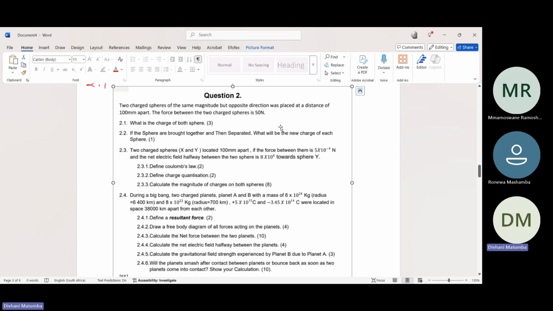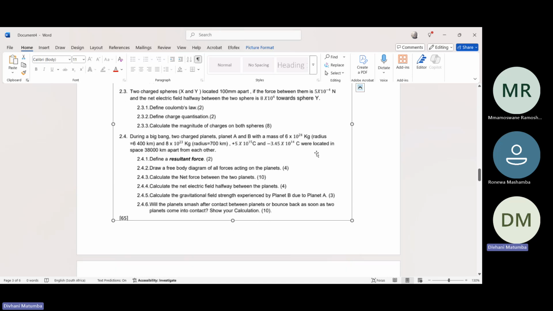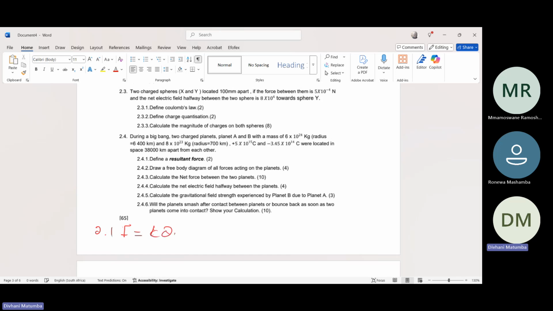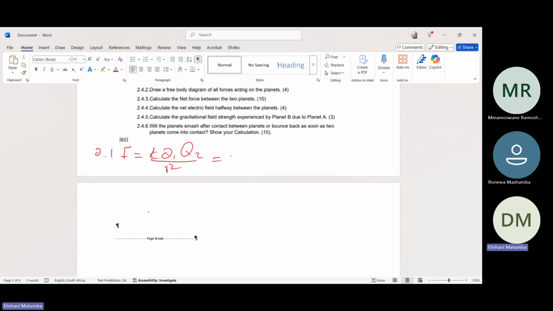Two charged spheres of the same magnitude but opposite direction were placed at a distance of 100 meters apart. Now the force between the two charges is 50 newtons. So this is a force problem. So F is given by K Q1 Q2 over R squared. And this is going to be F.